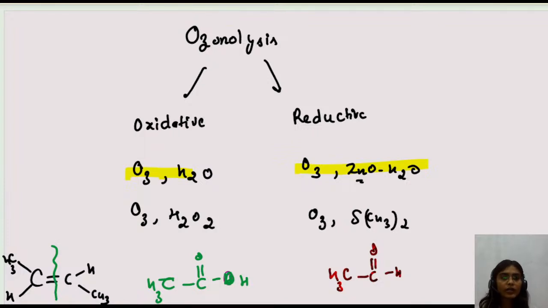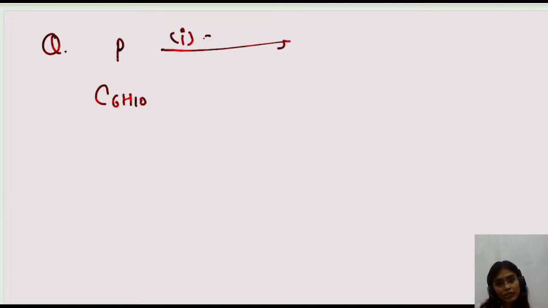Now let's solve a question. Just try to answer it. It's a very simple, easy question. Let me write the statement. There is some P present. What will be the formula for this P? It is C6H10. In this case, reagent number one I'm using is diluted H2SO4, and HgSO4.